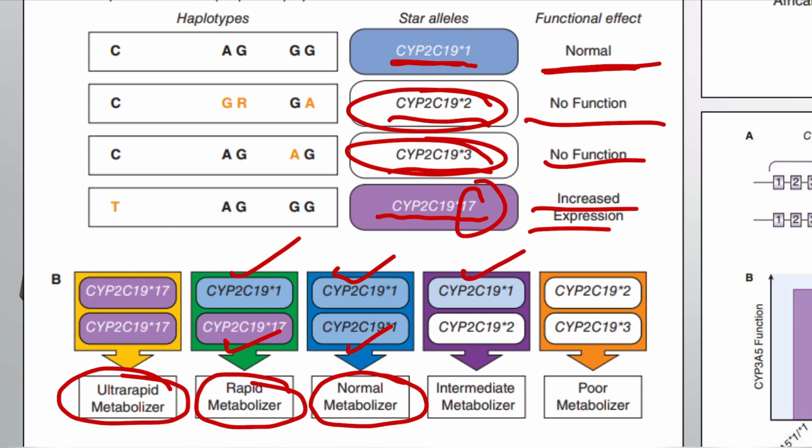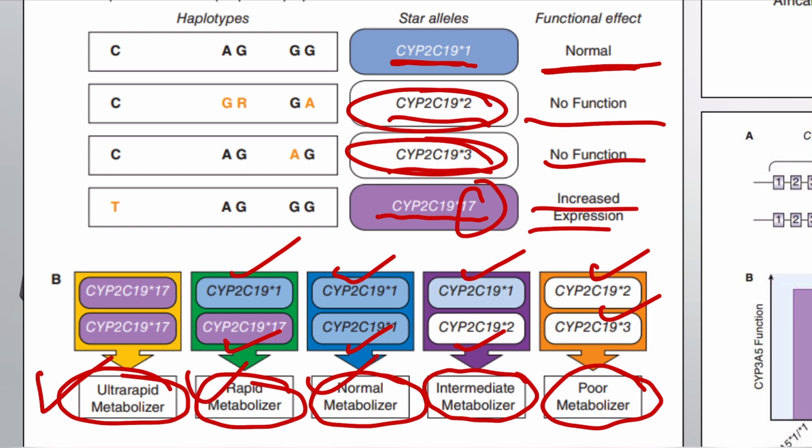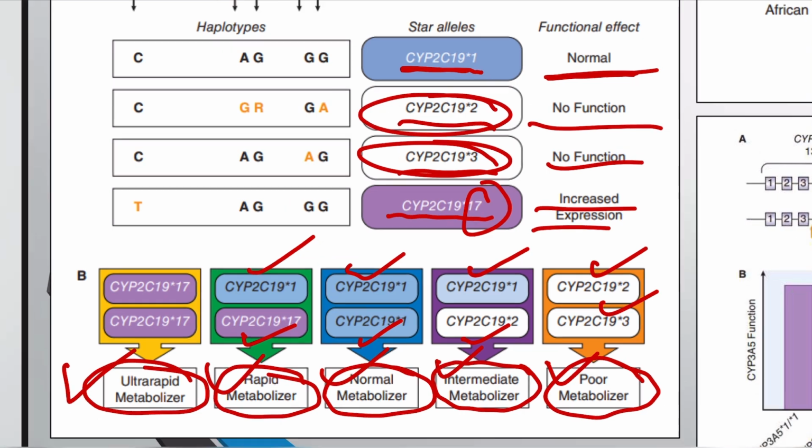If one allele is normal and the other allele is inactive, then it will form the intermediate metabolizer group. And if both the alleles are inactive, then it will lead to the formation of the poor metabolizer group. So we have a total of five groups: ultra rapid metabolizer, normal metabolizer, intermediate metabolizer, and poor metabolizer. This is based on the different permutations and combinations of the alleles, and the alleles vary because of mutation.